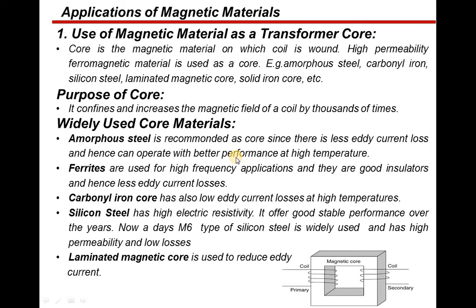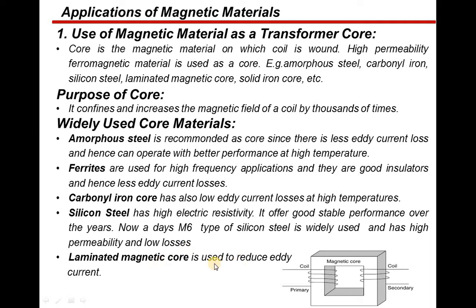The mutual induction is quite possible with high performance if we are using the core as a magnetic material, so that the magnetic lines of force which are produced by the primary can be cut by the secondary, so that the induction can happen from the primary to the secondary. And for that purpose, we are using amorphous steel, ferrite materials, carbonyl iron core, silicon steel. Laminated magnetic core is widely used to reduce the eddy current losses.